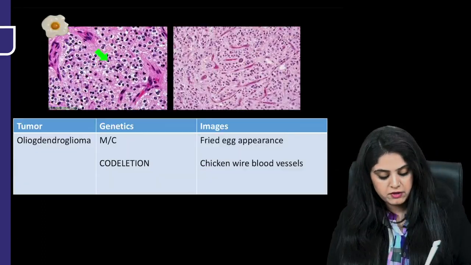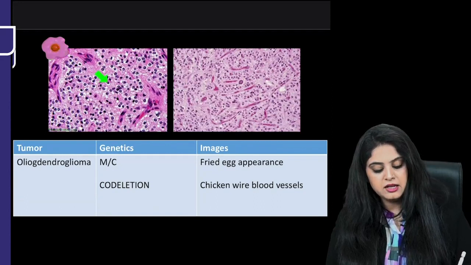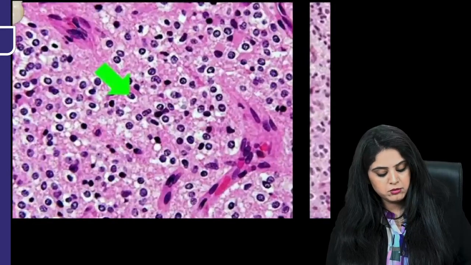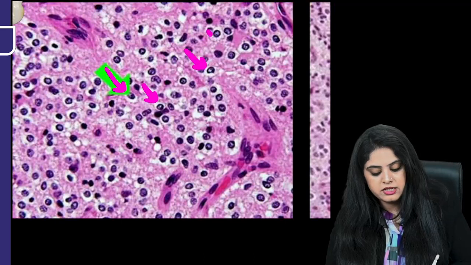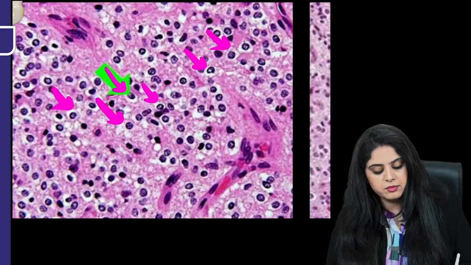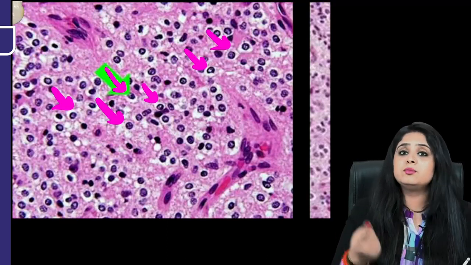Moving on to the next tumor, which is everyone's favorite, showing you the famous fried egg appearance. Yes, and you can see the same over here. There is a nucleus with a white area. That white area around it everywhere is referred to as the fried egg appearance. And there is a rule of the universe. Wherever there is an egg, there has to be a chicken.